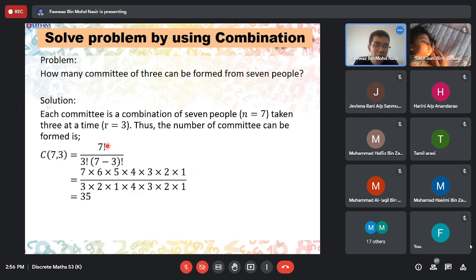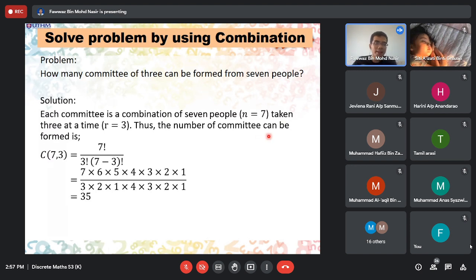calculate manually. Okay, so 7 factorial is basically 7 times 6 sampailah times 1. Okay, 7 times 6 times 5 times 4 times 3 times 2 times 1. Okay, kemudian untuk 3 factorial, basically 3 factorial is 3 times 2 times 1. Okay, then 7 minus 3 tadi kita dapat 4 kan. So 4 factorial is 4 times 3 times 2 times 1. So when you solve this, you'll get 35 ways, okay, to select 3 people from 7 people, okay, to form the committee. Okay, so yang ni straightforward.